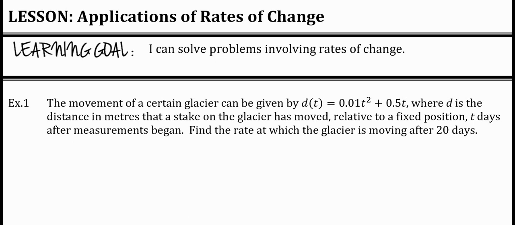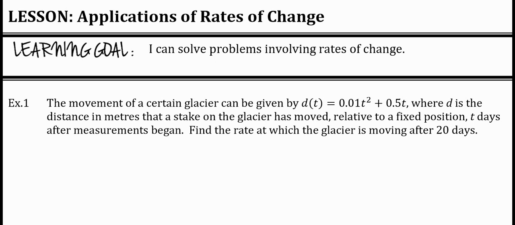I'm going to start the first couple of steps. So the first couple of steps, the question says, the movement of a certain glacier can be given by the following formula, where D is the distance in meters. Again, looking at units is always really important. Okay. So the distance in meters that a stake is traveling, and relative to a fixed position, just movement, right? And then T days, so time is measured in days, that's really important.